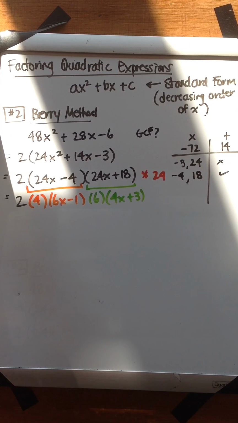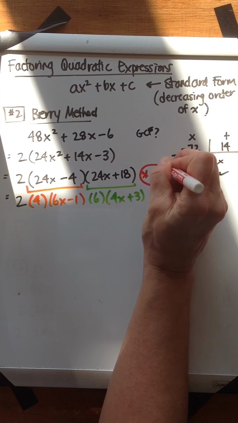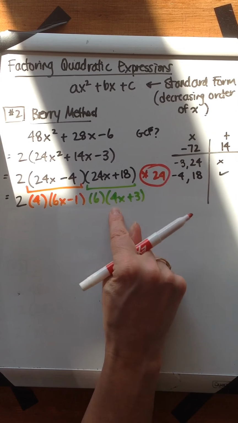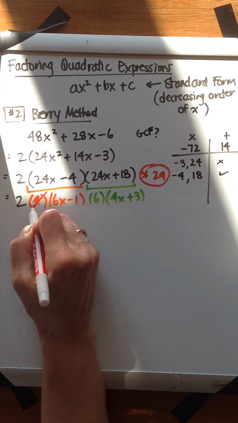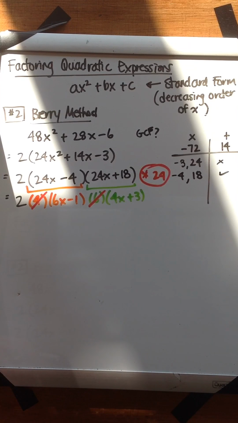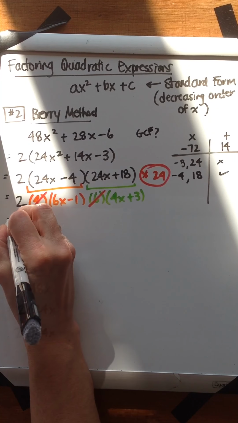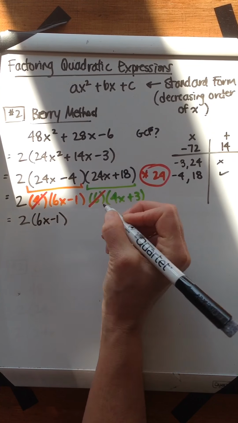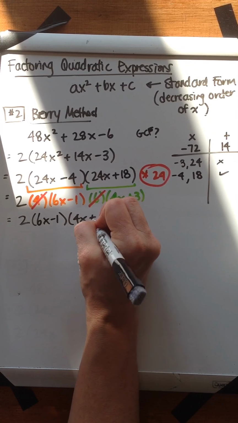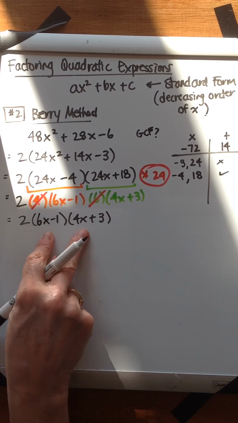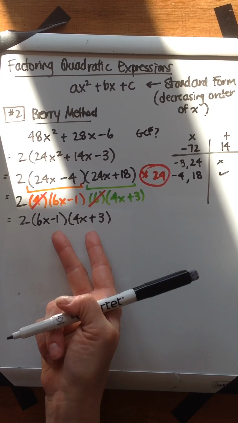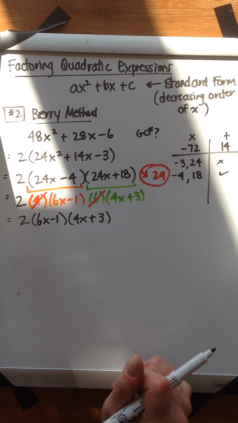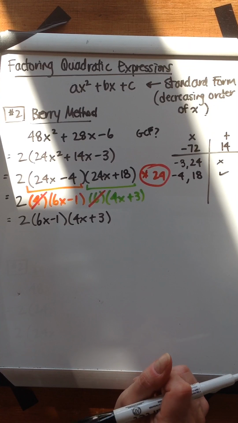Final step in the Berry method is to remove that additional factor of 24 that I intentionally put in. You don't see it written as 24, but I do see it as 4 times 6. So, final answer would be 2 times 6x minus 1 and 4x plus 3. And it doesn't matter what order these are in your final answer. They mean the exact same thing. So there you go. There's the Berry method for you.